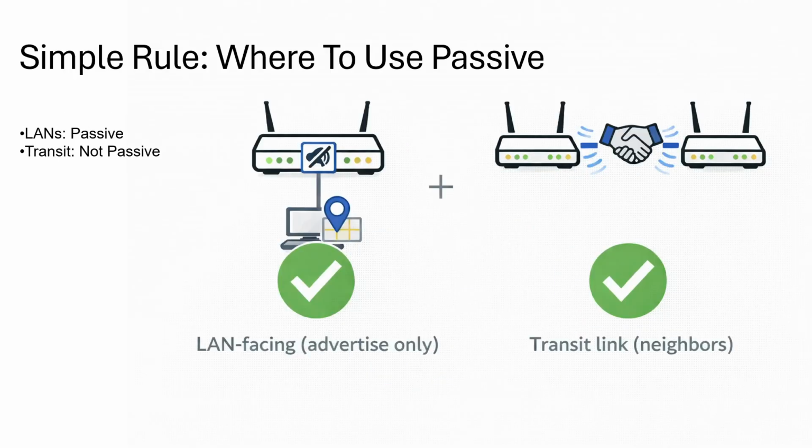But where is passive commonly used? User-facing LANs, server LANs, and an interface where you only want to advertise reachability and not form neighbors. And where is it usually not used? Router-to-router links, because you need hellos and adjacency there. So the logic is simple. Transit links, not passive, they form neighbors. Stub LANs, passive, advertise network and no neighbors.